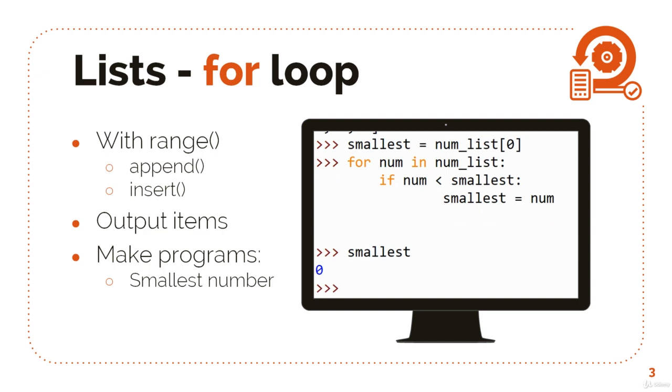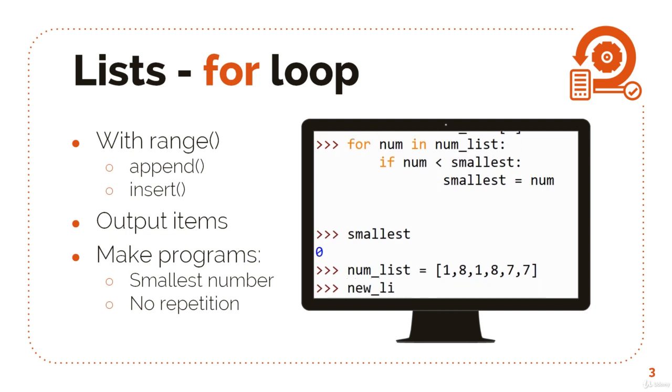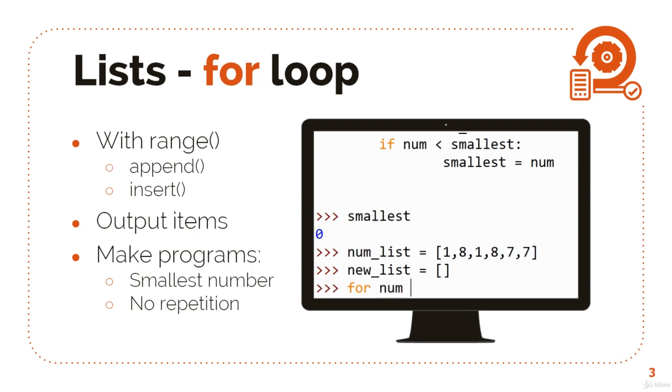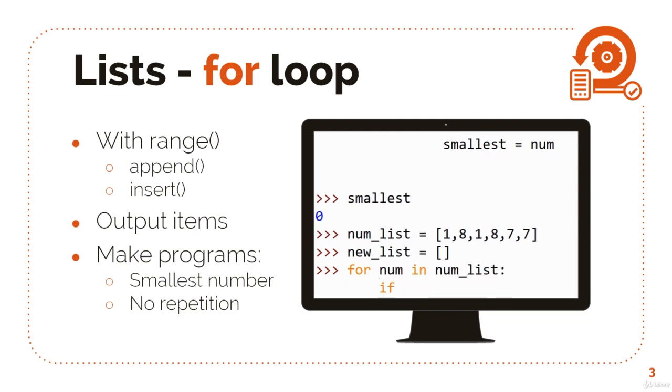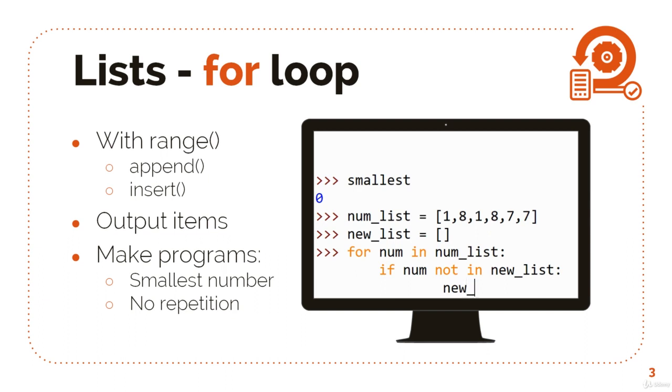Another program we can make is to make a new list from an old list with no repetition. To do this, again, we start with an empty list and we use the for loop and the if statement to append the numbers into the new list.